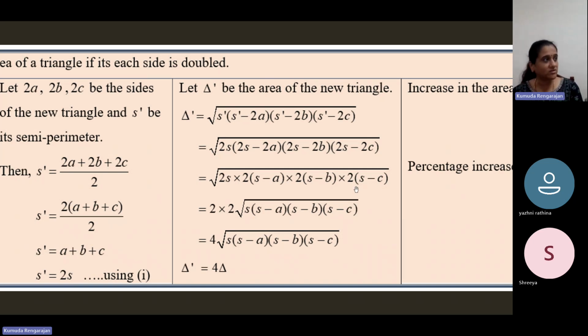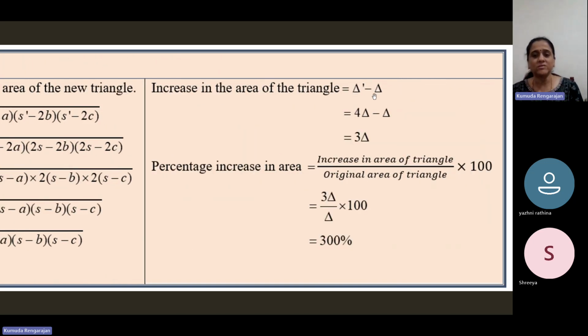Then we have 4 2's under the square root. So 2 2's come out. And whatever remains, write that. So now this is nothing but delta. This one is delta. So you get 4 delta. So delta dash is equal to 4 delta. The area of the new triangle is 4 times the area of the original triangle. So now we have the two areas. Now find the increase in area. New area minus original area. 4 delta minus delta, 3 delta. Now the increase percentage is increase 3 delta by the original delta into 100. So here delta and delta get cancelled. 3 into 100 is 300. Right?